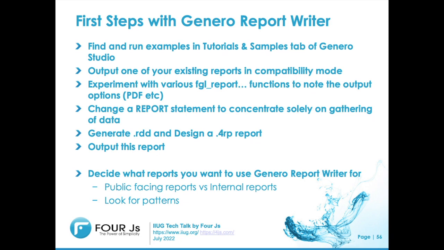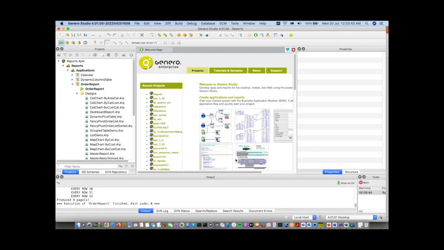When implementing GRW, decide what reports you want to use GRW for. You'll probably find that public-facing reports have a higher priority than internal financial reports, for example. You should look for patterns in your reports because you'll most likely find reports fit into a small number of design patterns. Your invoices will look like your purchase orders. Your financial reports will all look the same. So even if you think you have many reports to create, they will likely all be variations on a handful of basic patterns.